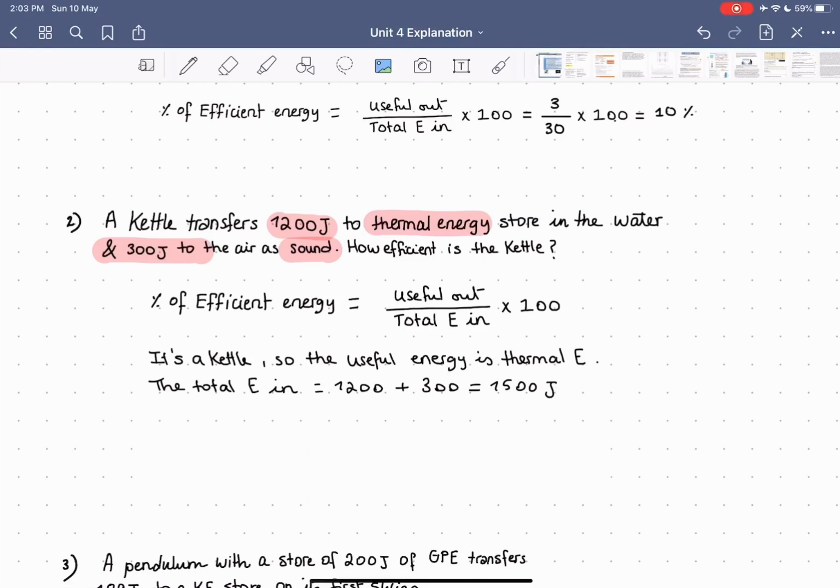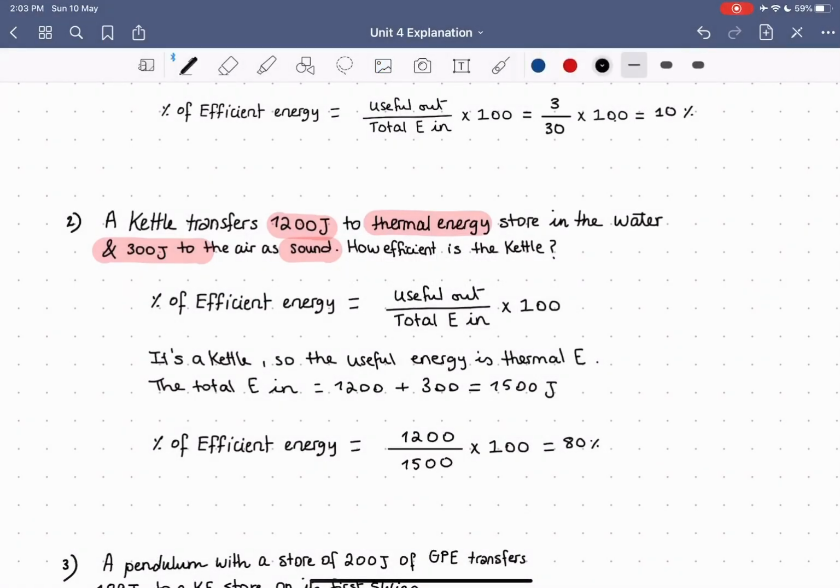So the total energy in would be, we need to sum up the thermal energy and the sound energy to get 1500. Now, applying the rule, it would be useful out, so that's 1200 over total in, which is 1500, multiplied by 100, that's 80%. So this kettle would be actually expensive, as it gives you a good efficiency.